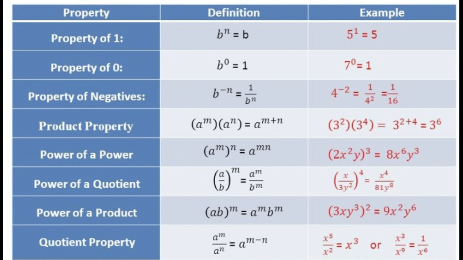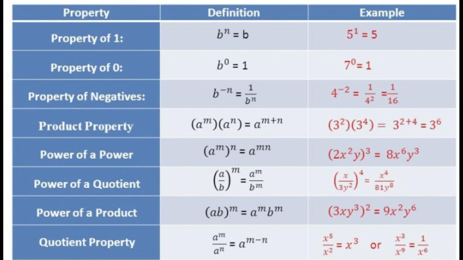Now we have the power of a product rule, which is two numbers being multiplied together being raised to the same exponent. That's the same thing as breaking them up into the two different numbers, each being raised to that same exponent. The example they give is 3xy cubed raised to the 2nd power.